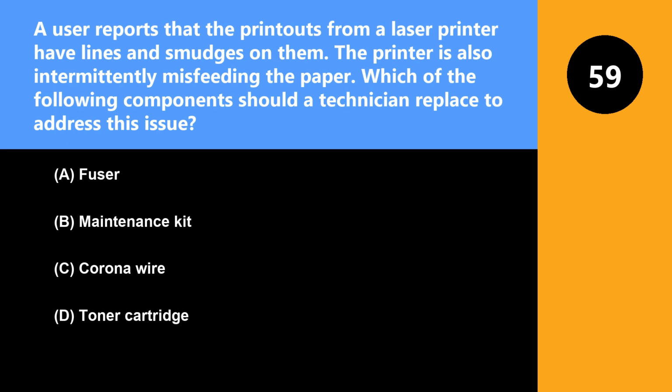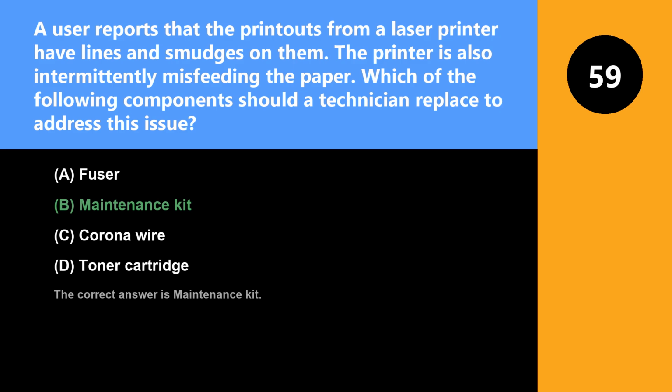Question 59. A user reports that the printouts from a laser printer have lines and smudges on them. The printer is also intermittently misfeeding the paper. Which of the following components should a technician replace to address this issue? Option A, fuser. Option B, maintenance kit. Option C, corona wire. Option D, toner cartridge. The correct answer is option B, maintenance kit.